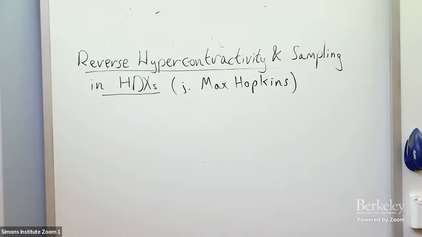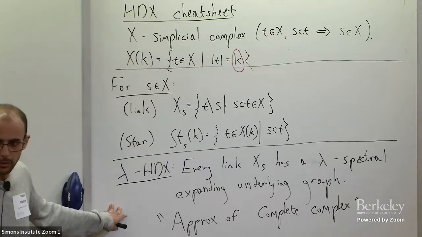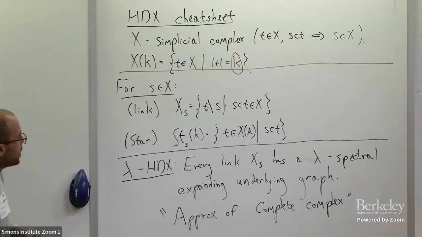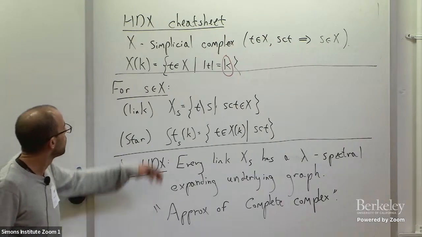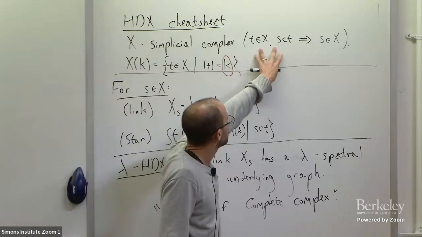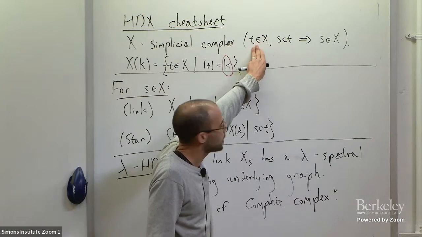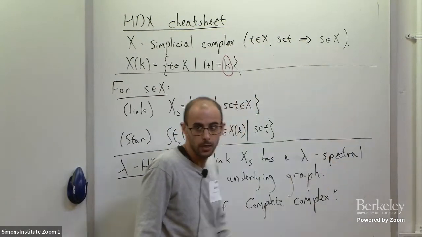Before I start though, I prepared this cheat sheet on high-dimensional expanders. Does everybody see this part of the board? Yeah. So that we'll converge to the right definitions and establish some notation. Maybe I'll go through this for a minute. So we're going to talk about simplicial complexes. Basically, these are just hypergraphs with the downward containment property, namely, if you have a set inside the hypergraph and a subset of it, then the subset is also part of the hypergraph.